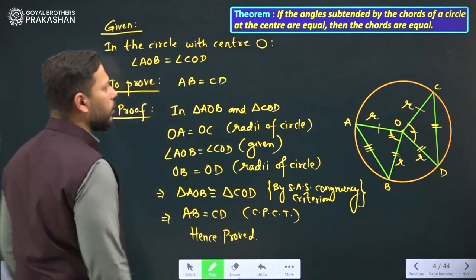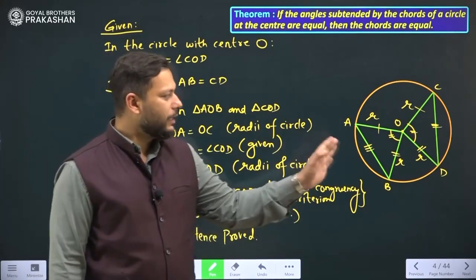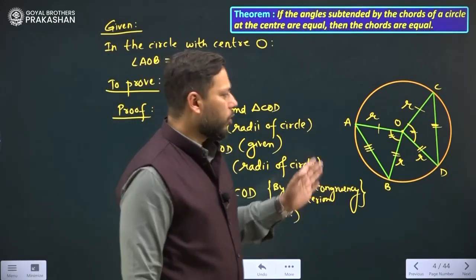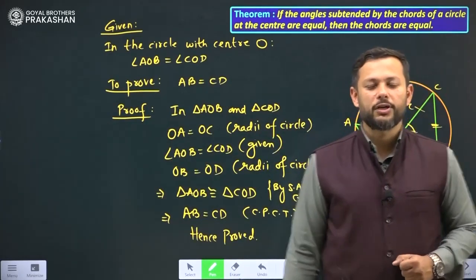So what we can conclude with this is that whenever two chords of a circle subtend equal angles at the center, the chords are equal to each other. So I hope it is clear to all of you. Note it down for your reference.